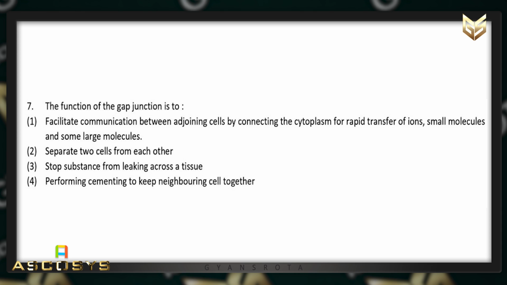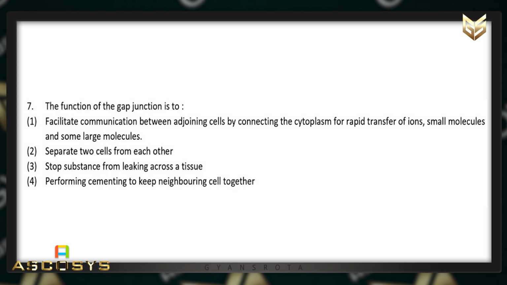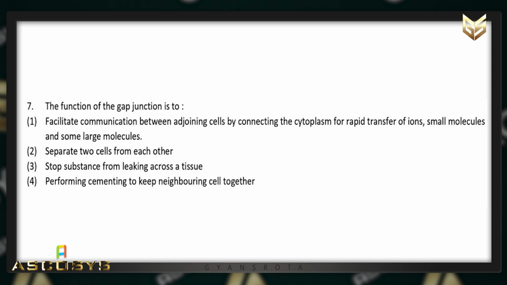First option is facilitate communication between adjoining cells by connecting the cytoplasm for rapid transfer of ions, small molecules and some large molecules. Second option is separate 2 cells from each other. Third option is stop substance from leaking across a tissue. And the fourth option is performing cementing to keep neighboring cells together.